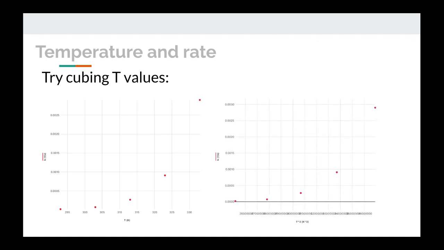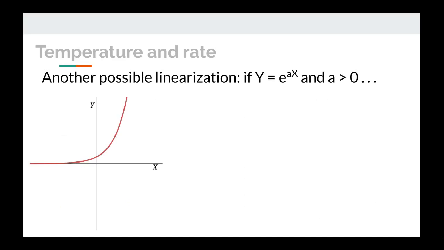Once again, that was ineffective in creating a linear relationship between these two values. Well, here's another possible linearization. This is the relationship between y and x. If y is equal to e raised to some constant times x, if a is a positive number, it would have that same kind of shape. If we take the natural log of both sides, this becomes natural log of y is equal to ax.